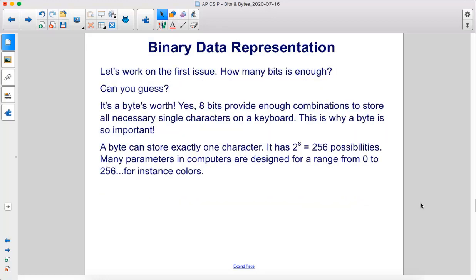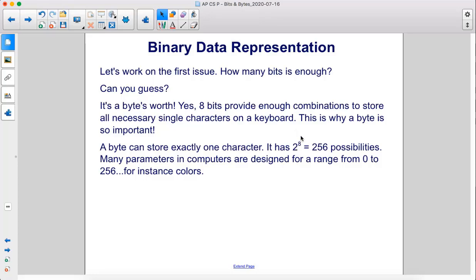Let's work on the first issue. How many bits is enough? Can you guess? It's a byte's worth. Yes, 8 bits provide enough combinations to store all necessary single characters on a keyboard. This is why a byte is so important.